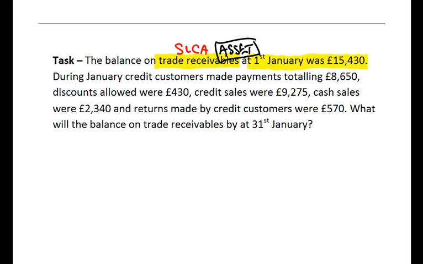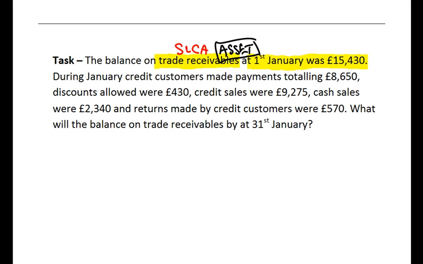Now, we're given a balance at the 1st of January of £15,430. So at the beginning of the month, we were already owed some money by our credit customers. They must have made some purchases perhaps back in December of the previous year. This is what we sometimes call the balance brought down, sometimes called the opening balance. That's basically the asset that existed at the beginning of the month.